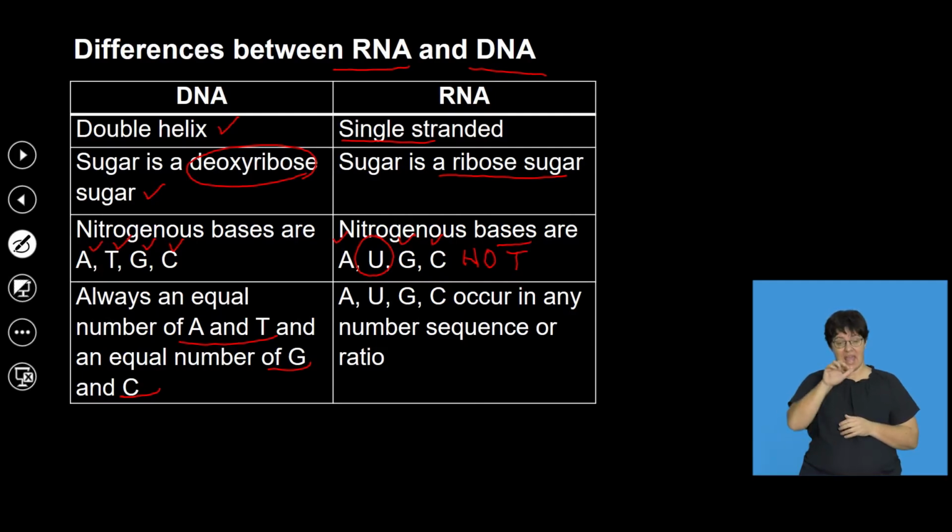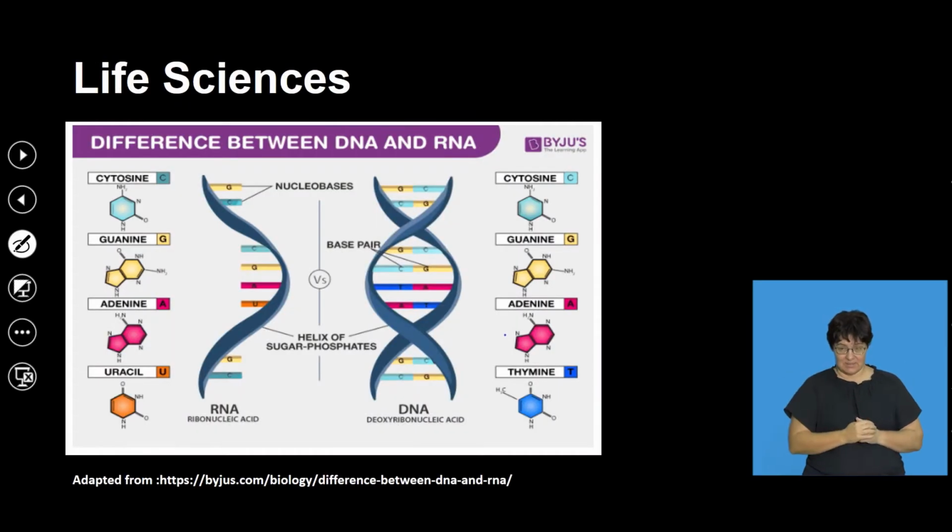So adenine, uracil, guanine, and cytosine, they may occur in a different number, and hence they are not in a specific ratio equal to each other. And that's purely based on RNA being single-stranded. So as an illustration, we can look at these and compare these together. It's quite a good way to compare them.